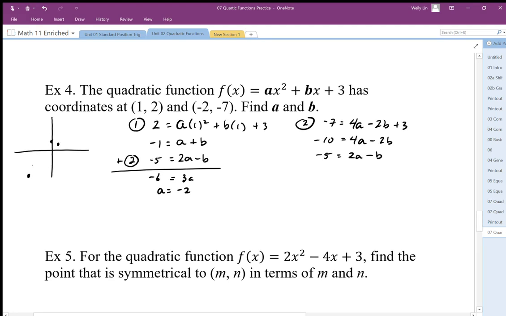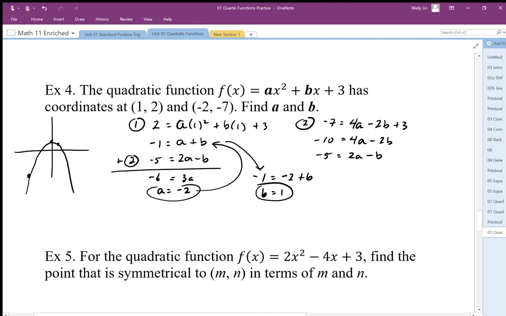I've got an upside down parabola looking something like that. Okay, so there's my a value. I do still need to solve for b, so I need to plug that back into one of these equations. So I'm going to just plug it into equation 1. So back into equation 1, plugging it back into there, I'm going to get -1 is equal to -2 plus b. Okay, so b is equal to +1.